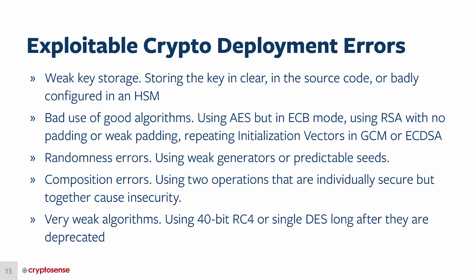They find a way to get around the cryptography that you put in place. So what kind of errors do they actually exploit, and could our crypto inventory stop those kinds of things from happening? Let's look at some exploitable crypto deployment errors. So things like storing keys in a bad way, right? This is storing keys in the clear, or in the source code, or in a badly configured hardware security module. These things really do get exploited, and I'll show a couple of examples of that.